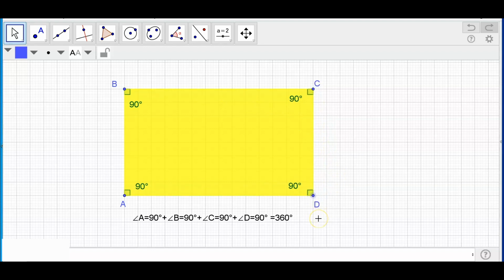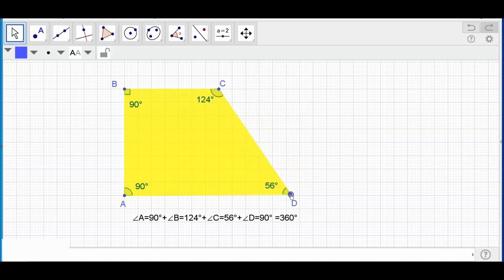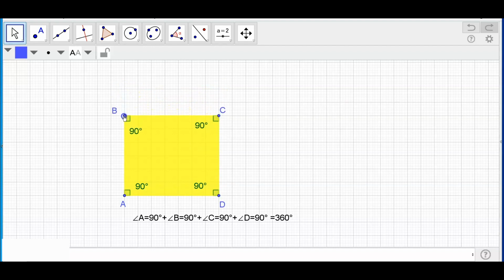Now see, it has taken the shape of a rectangle where all the angles have become 90 degrees. Still you can see that the sum is 360 degrees only. Now let me see if it is the same if I bring it in the form of a square maybe. So to make it a square, I'm just seeing how I can reduce this. Still it's not a square. Let me see to make it a square.